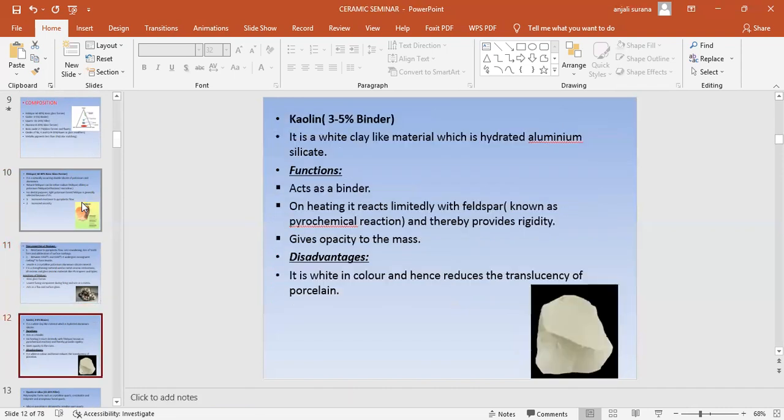Next is kaolin. Kaolin is basically a binder. It's present in 3 to 5%. It is a white clay-like material which is hydrated aluminum silicate. Functions are: it acts as a binder. On heating, it reacts limitedly with feldspar and thereby provides rigidity. It gives opacity to the mass. Then disadvantages: it is white in color and hence reduces the translucency of porcelain.